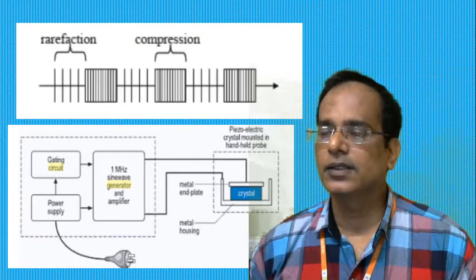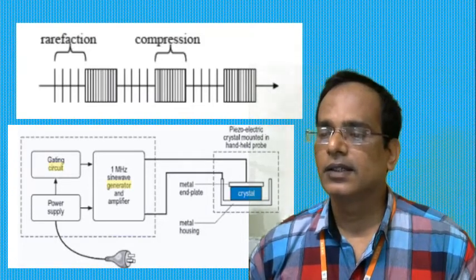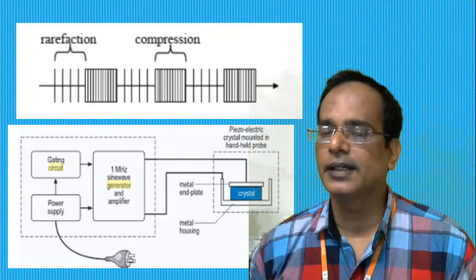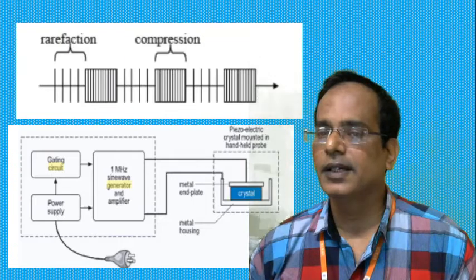So the ultrasonic wave can travel in solids, in liquids, and also in gases, due to the regular compression and separation of molecules. You are seeing in the waveform diagram, one is rarefaction, another is compression. And here they are generating 1 megahertz to 3 megahertz ultrasonic sound in the diagrams.